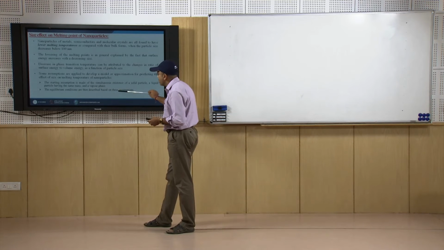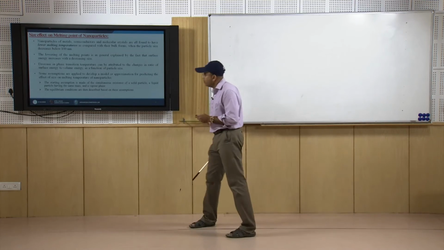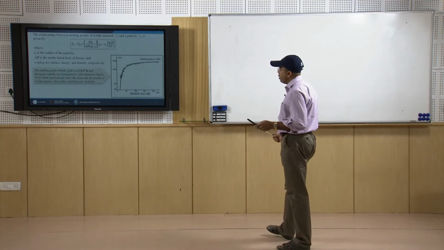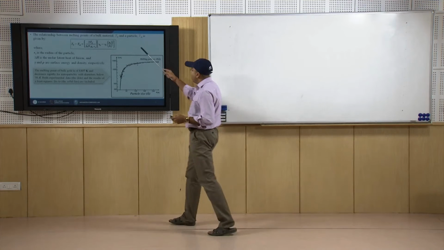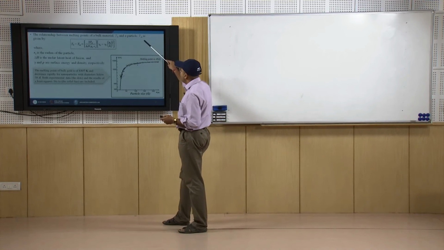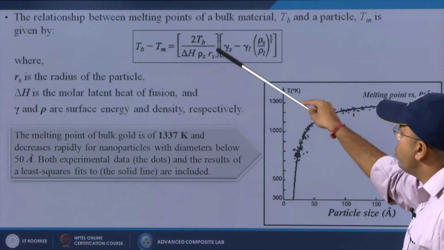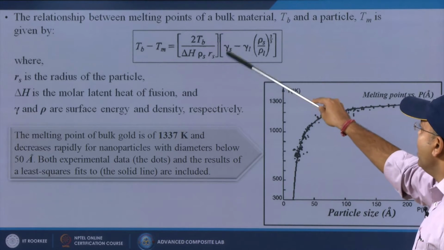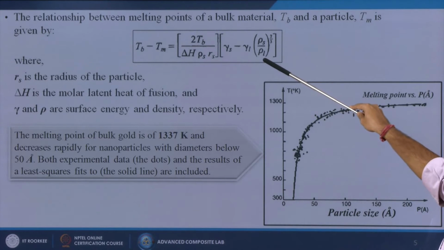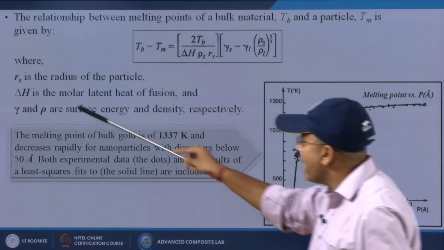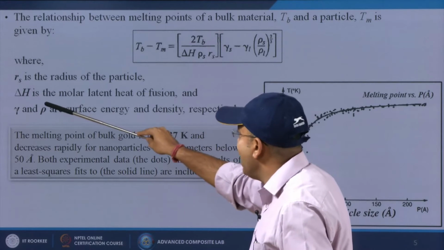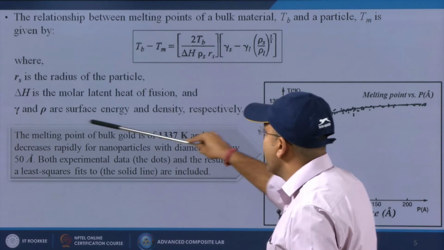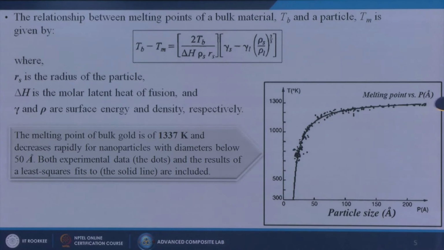The equilibrium conditions are then described based on these assumptions. The relationship between the melting point of the bulk material, Tb, and the particle melting point, Tm, is given by Tb minus Tm is equal to 2 Tb by delta H rho s Rs into gamma s minus gamma L into rho s by rho L to the power 2/3, where Rs is the radius of the particle, delta H is the molar latent heat of fusion, and gamma and rho are surface energy and density respectively.